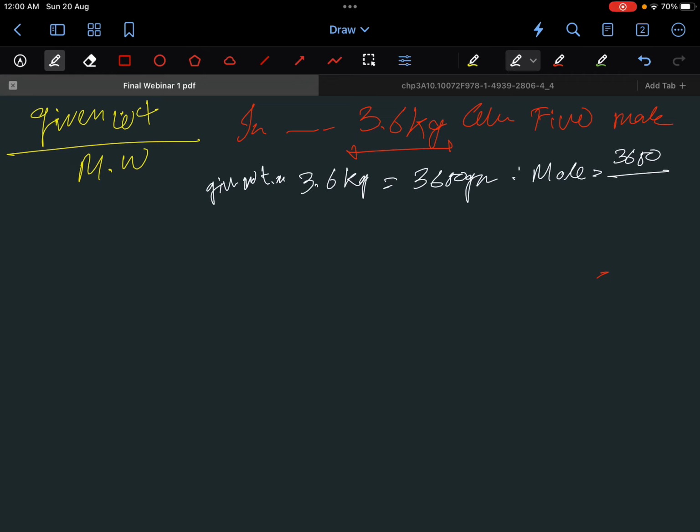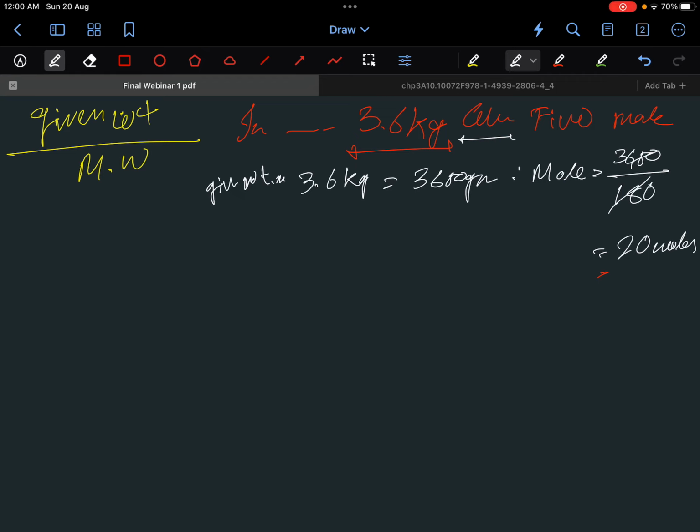In the first or second slide, I think I showed you that the molecular weight of glucose is 10 times that of water, and water is 18, so that is 180. If we cancel this out, it comes to 20 moles. So this is how you find the moles. It is nothing but the given weight divided by the actual molecular weight of that atom, ion or molecule.